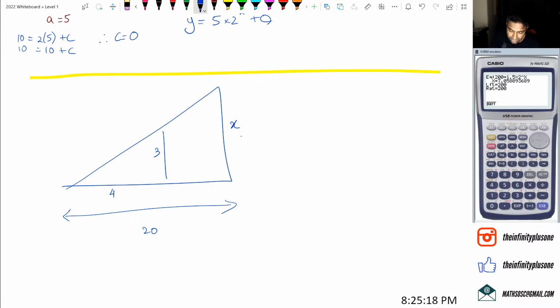You could do it like this. If I choose all the lines that are pointing vertical, if I go x divided by 3, as long as I put that as 20 divided by 4, then I'm correct. That's one way of doing it. The other way you could do is 3 divided by 4 equals x over 20. That's another way you could do it.